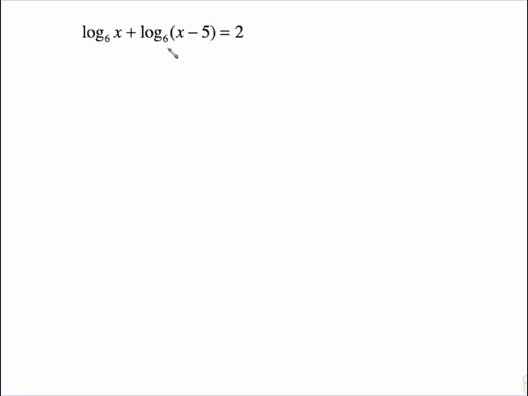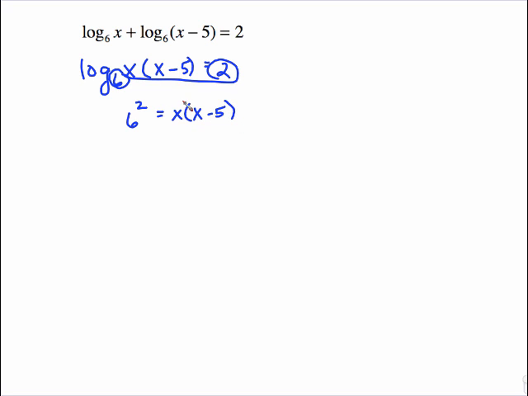Well, what I have is the sum of two logs. So I'm going to go back to the log of a product. So this becomes log base 6 of the product, x times x minus 5, still equals 2. Now I have the word log written one time, and I can now convert to exponential form. 6 to the second equals x times x minus 5.